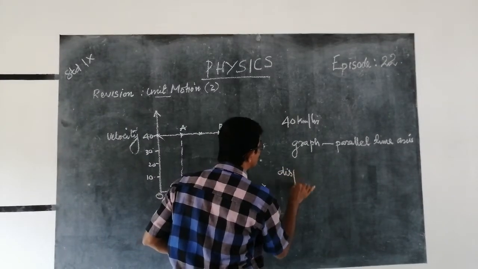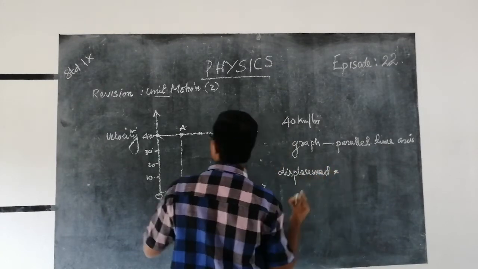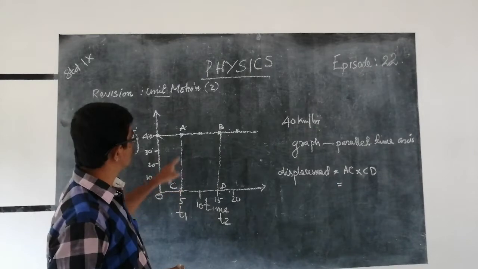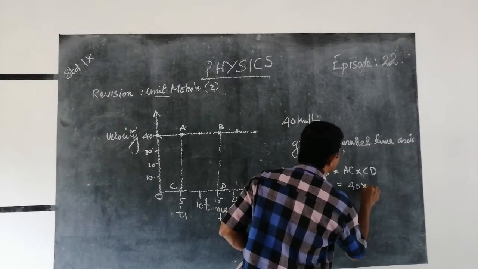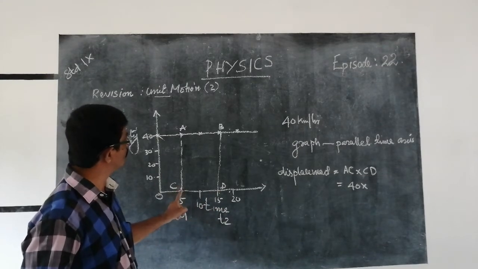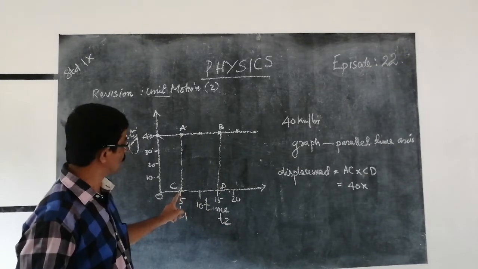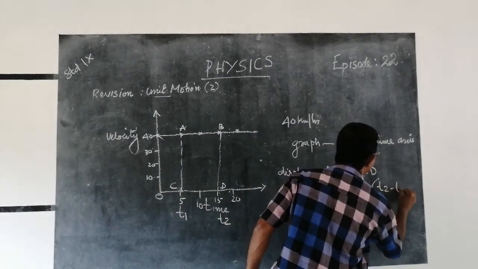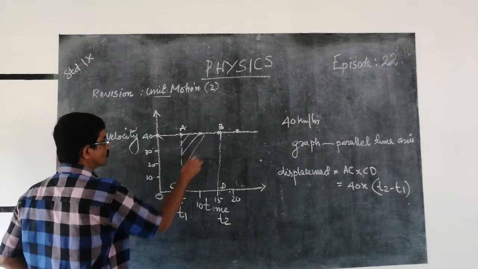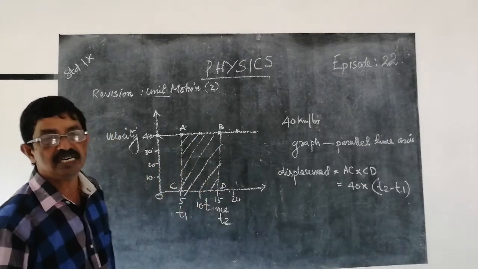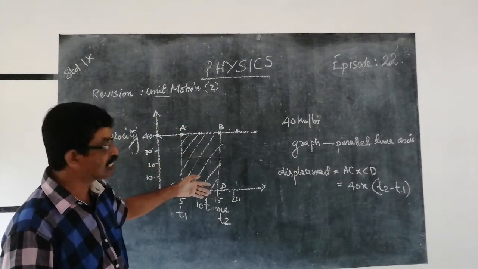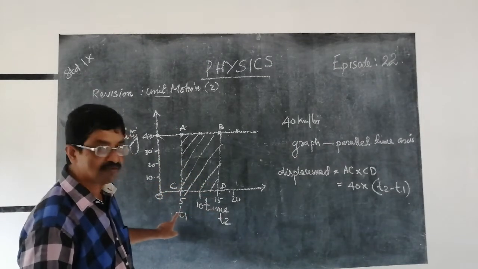So the displacement here is equal to AC into CD. AC is the uniform speed, here 40 km per hour, and CD is the time interval, that is t2 minus t1, here 15 minus 5, which is 10. That is equal to 40 into (t2 minus t1). Actually this is a rectangle, so the area of this rectangle represents displacement. The area of this shaded portion gives the displacement within the time interval t1 to t2.